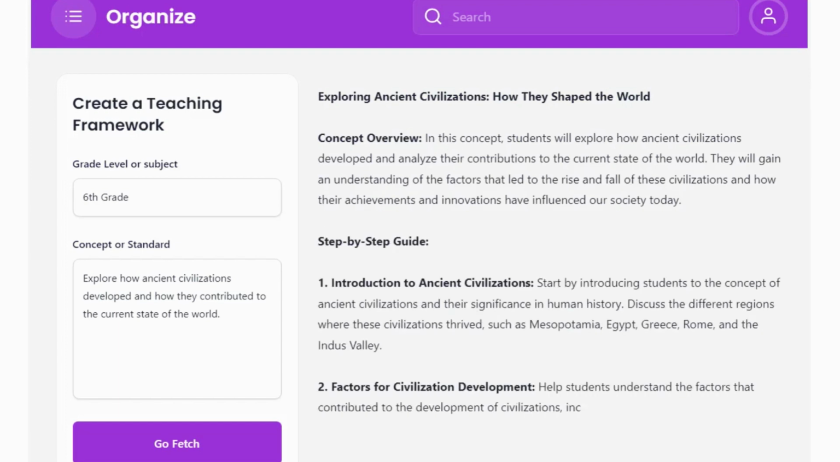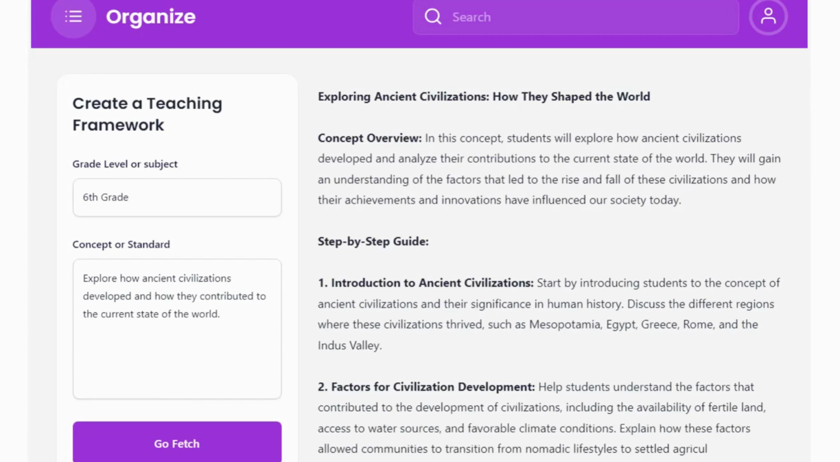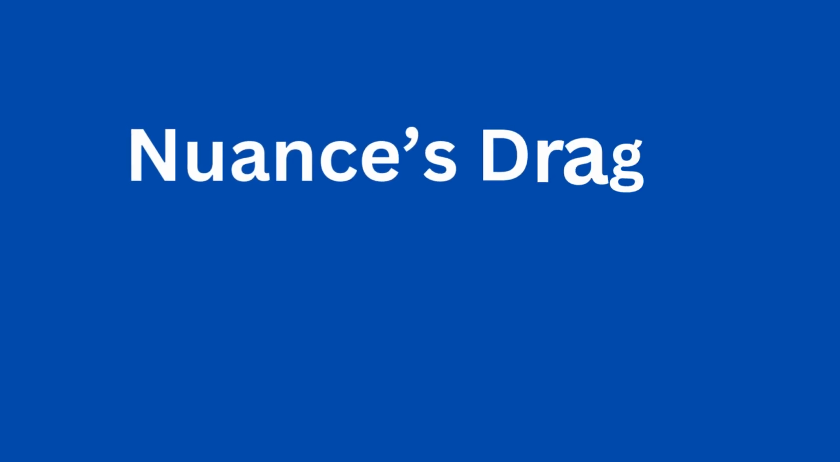In this concept, students will explore how ancient civilizations developed and analyze their contribution to the current state of the world. Introduction to ancient civilizations: start by introducing students to the concept of ancient civilizations and their significance in human history. And this is also a very helpful feature for students. It generates lesson plans that view history from multiple lenses.